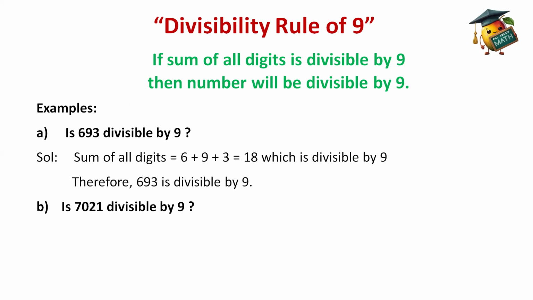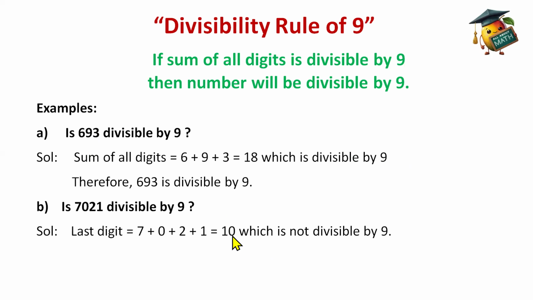Now, the next example, is 7021 divisible by 9? Again, what will you do? Sum of all digits. That is 7 plus 0 plus 2 plus 1. You'll get 10 here. 10 does not come in the table of 9. So 10 is not divisible by 9, therefore 7021 is also not divisible by 9. You just need to add the digits, and if the sum comes in the table of 9, then it is divisible by 9. If not, then it's not. Like 3, we have done already.